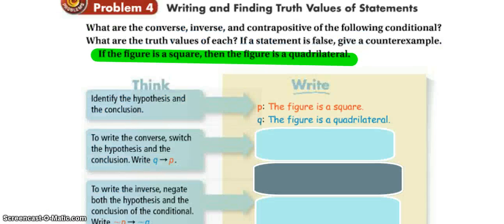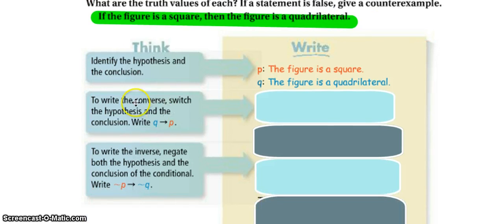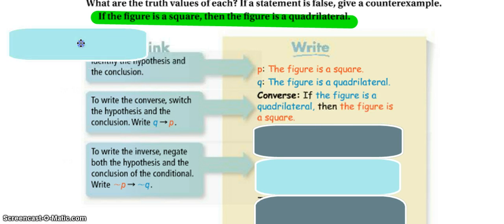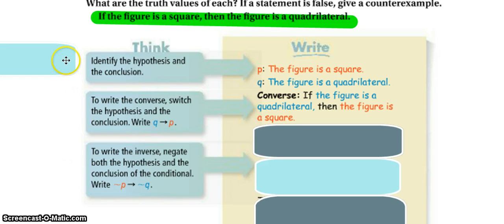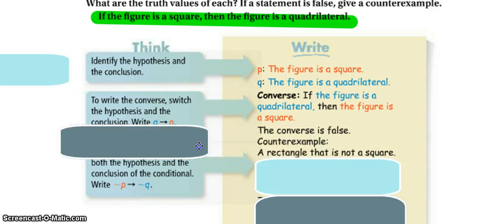And you have this problem in Pearson, but let's go ahead and walk through it together. If we look at the hypothesis and the conclusion, our hypothesis is if the figure is a square, our conclusion is the figure is then a quadrilateral. So to write the converse of that, again, we switch the hypothesis and the conclusion. So now we have if the figure is a quadrilateral, then it is a square, which again, we know the converse is not true. This can be true, but it doesn't have to be true.